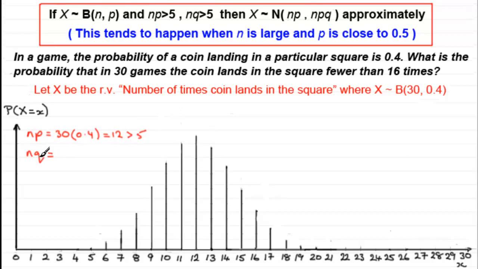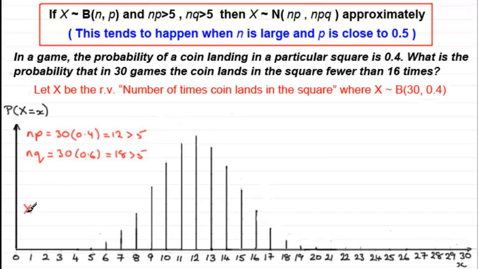Q is 1 minus p, so Q is going to be equal to 0.6. So that's 30 multiplied by 0.6, and that gives us 18, which again is clearly greater than 5. So with this general rule of thumb, we can see that we can approximate this to a normal distribution.